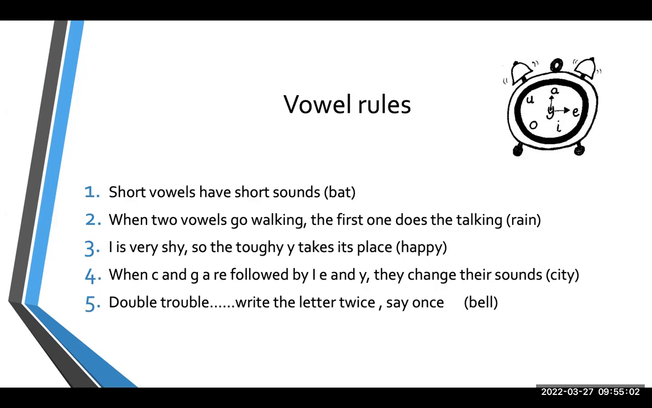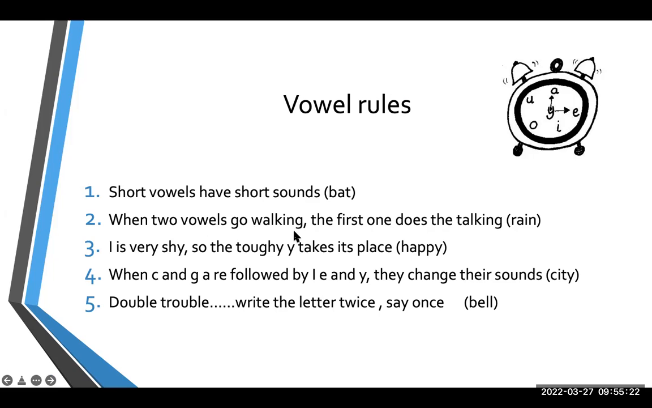So let's have a look at some of the vowel rules over here. Short vowels having short vowel sounds. So this is the short vowel clock. And again, you can see that we have got Y over here as well. For example, happy. In happy word, we have got Y at the end instead of E.